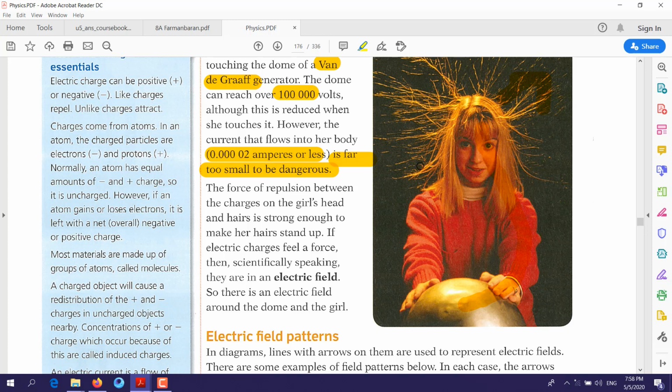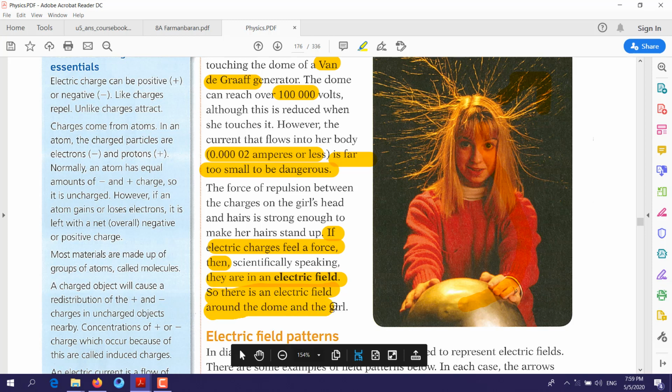If we want to explain this scientifically, we will say, if electric charges feel a force, then scientifically speaking, they are in an electric field. So there is an electric field around the dome and the girl. Because we have electric charges, that means whenever there are electric charges, there will be an electric field.